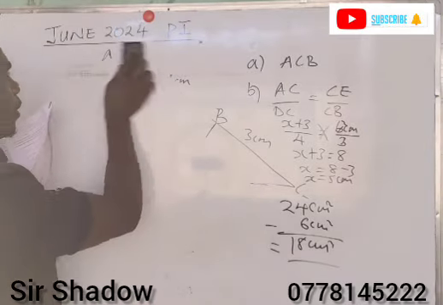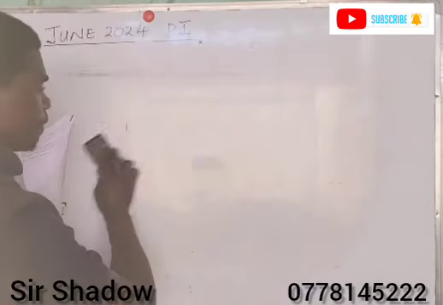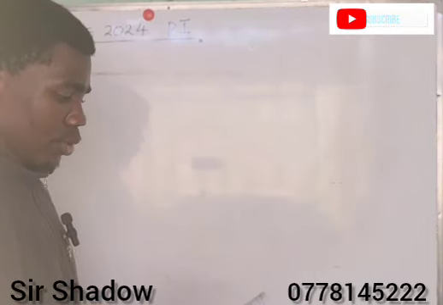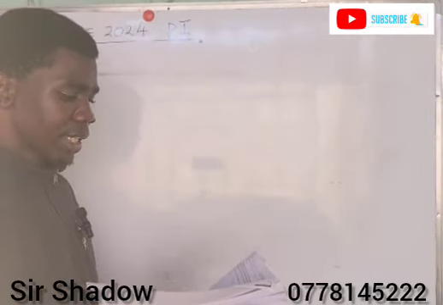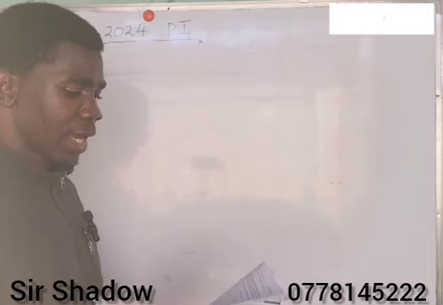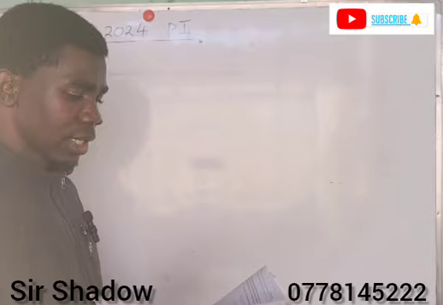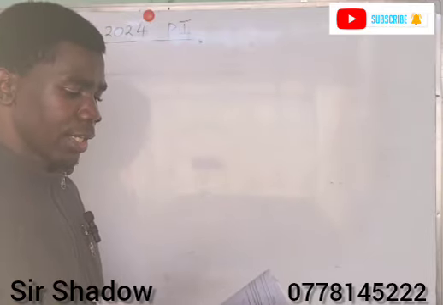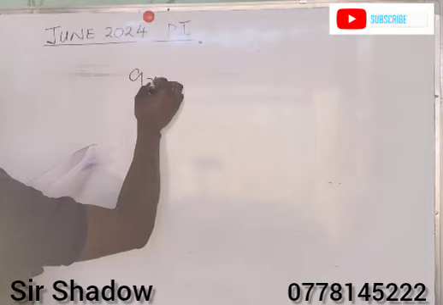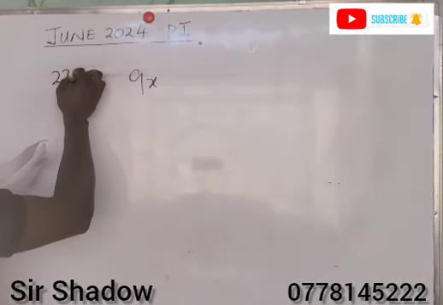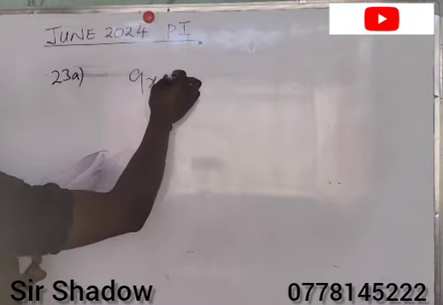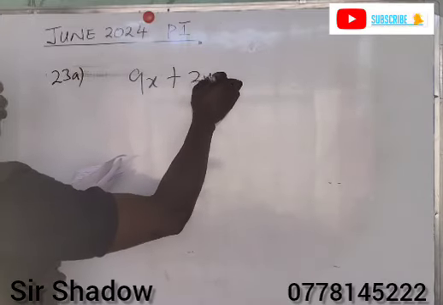On question number 23, we are given a question on polygons. The question says an 11-sided polygon has 9 of its interior angles, which are each x degrees, and the remaining 2 angles are each y degrees. So 9 of them is 9x, plus the remaining 2, which is 2y.